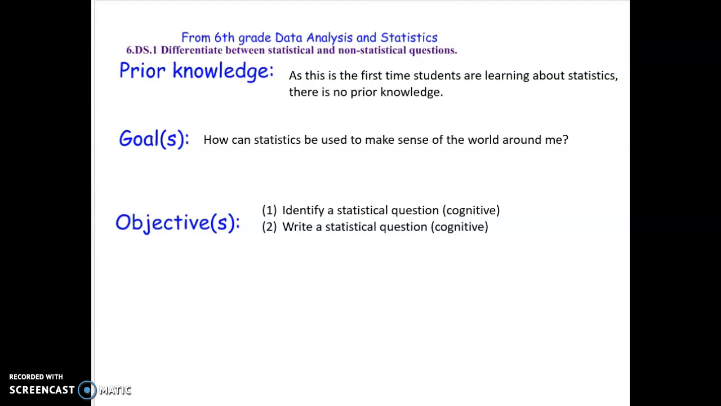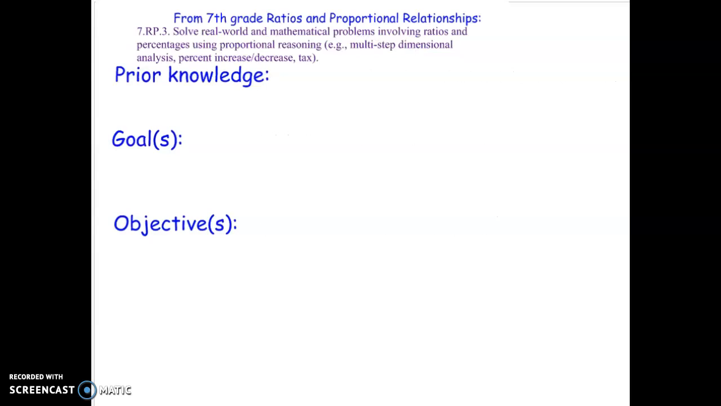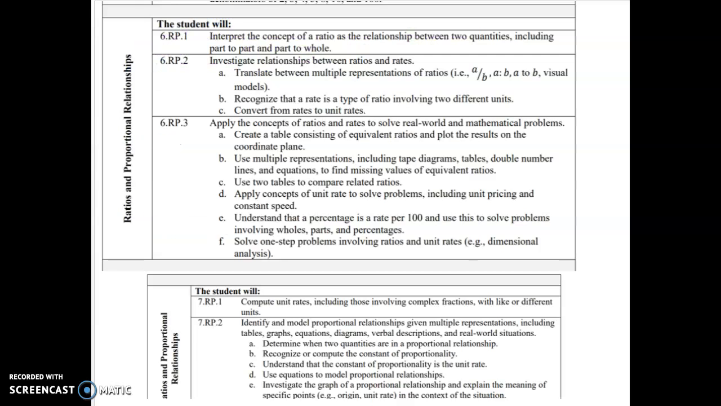one of your standards. Okay, let's look at something from 7th grade. All right, so I went to the ratio and proportional relationships content band and I picked one of the specific standards there. And now let's talk about some prior knowledge. Okay, so let's look back and see what we know. Okay, so here's what we've got from 6th grade.